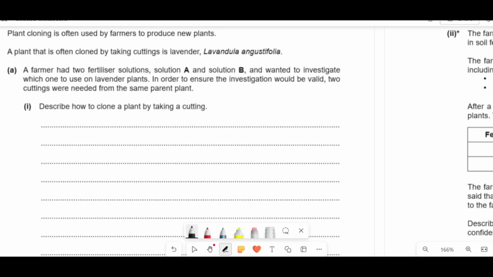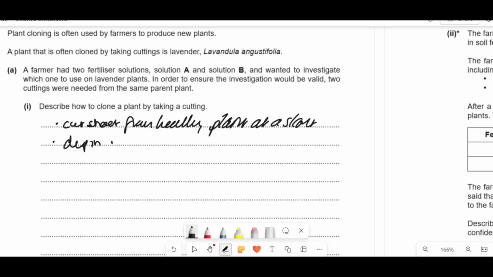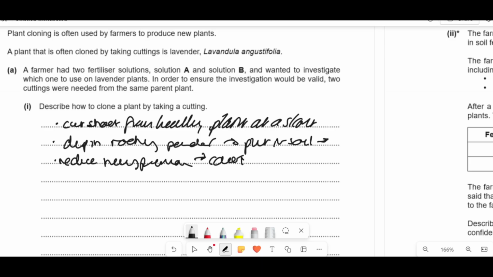So what you do is you cut a shoot from a healthy plant, and you want to do this at a slant. Then you're going to put in rooting powder, so it actually starts doing the job. So you dip it in rooting powder, put it in soil, and add water and all of that. And then as well as that, you reduce transpiration by covering with a plastic bag. The reason is because you want to keep it nice and moist so it's able to do its job of growing and photosynthesis.